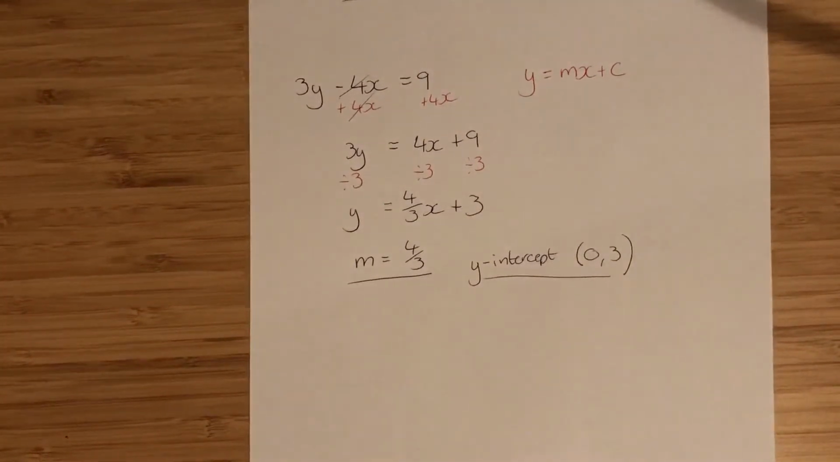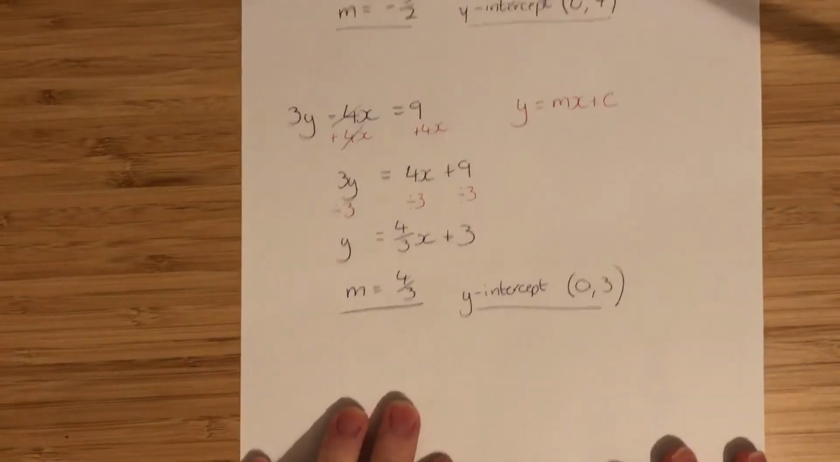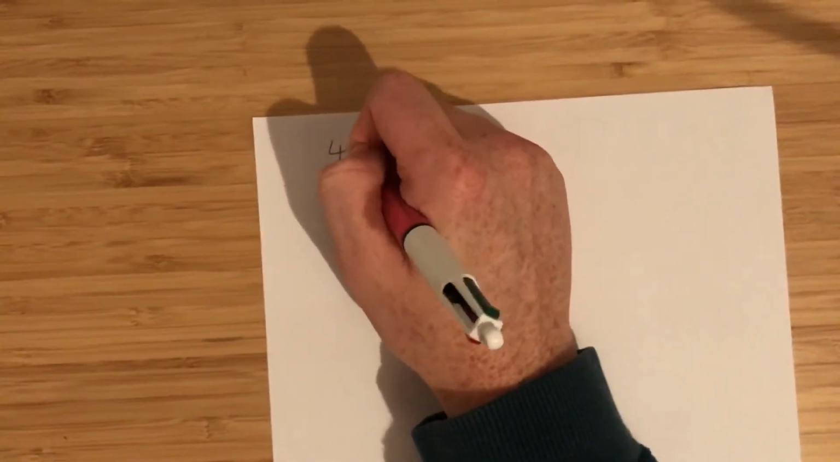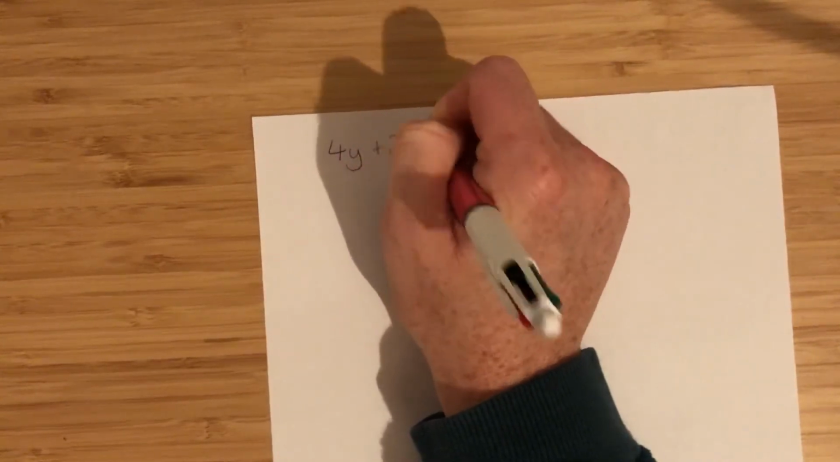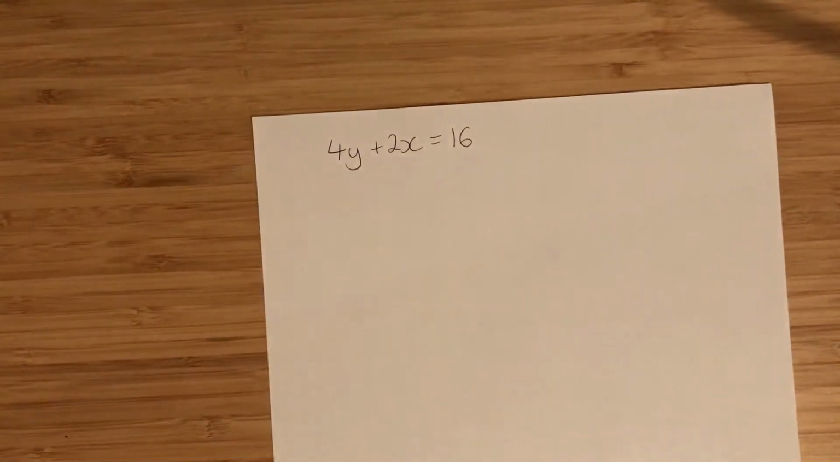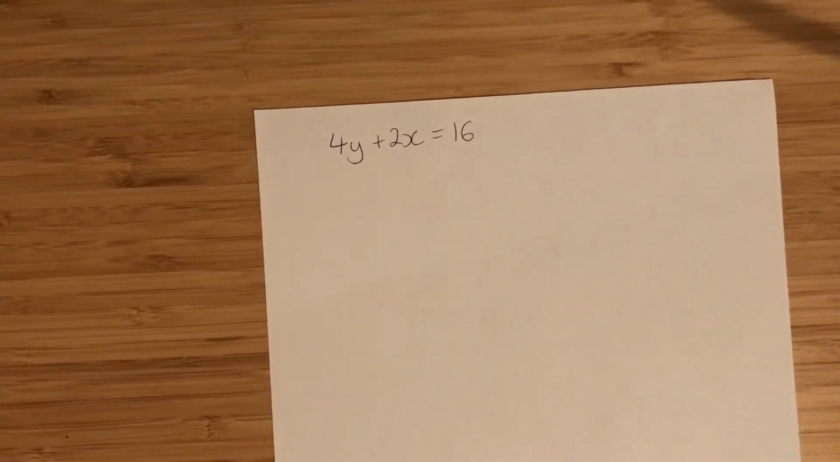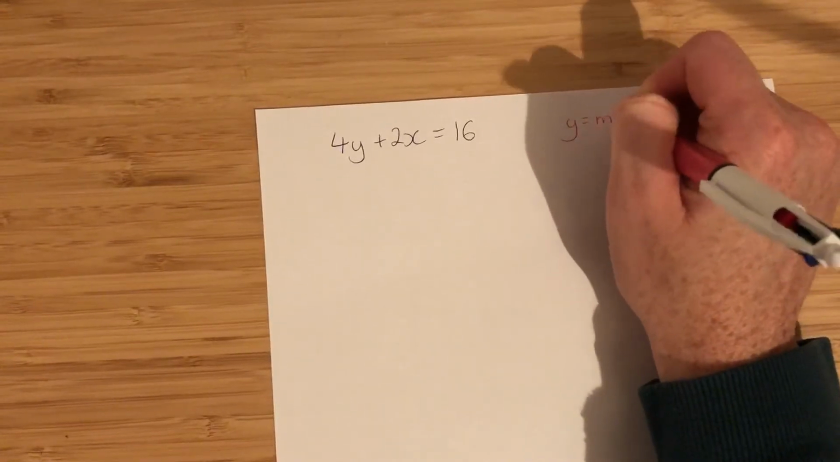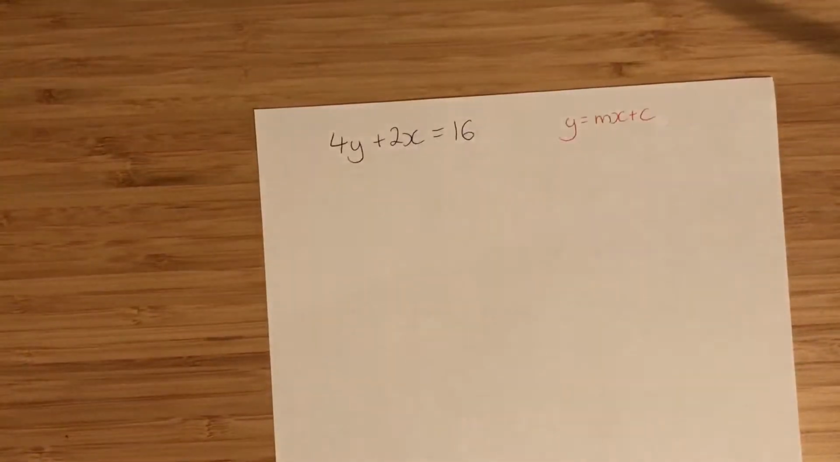Okay, I'm going to do one more example in the video and then you can try some of these yourself. The last one I am going to do very similar. So if you want to pause the video and try it yourself, you can do that. Otherwise, if you want to still follow, that's absolutely fine. So 4y plus 2x equals 16, and we want to find the gradient and the y-intercept. So again, let's write it at the side: y equals mx plus c, that's what we're aiming for.